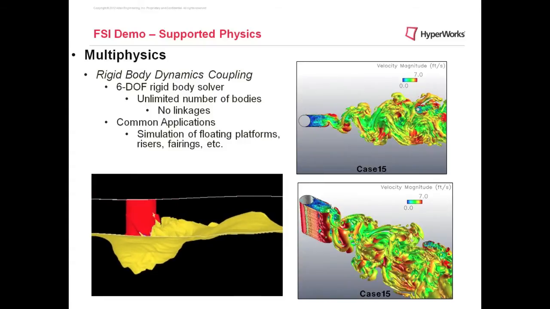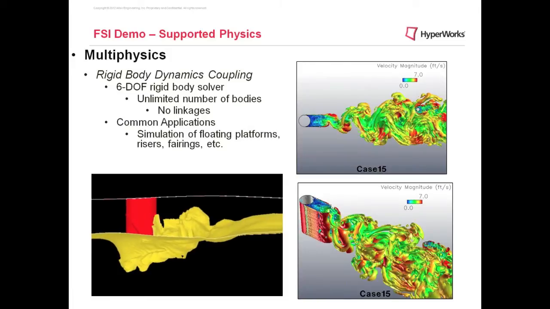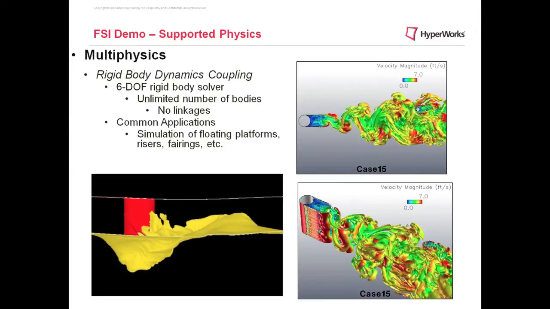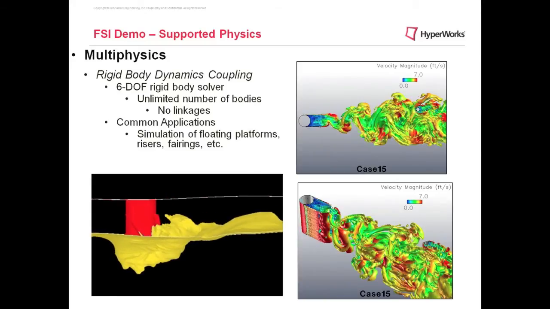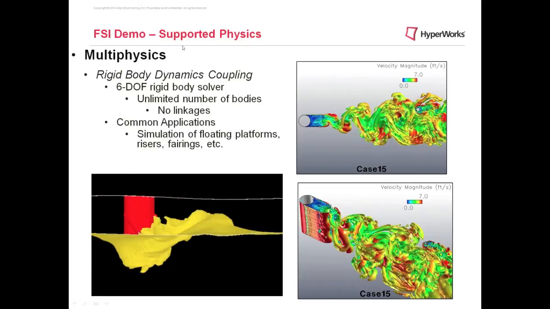So on this slide, I have an animation and a couple of images from the offshore oil industry. We have a floating platform on the bottom left that's bobbing around in the ocean. And on the right-hand side, we have two examples of straight risers and faired risers. These are really just pipes that extend up out of the ocean and are connected to these floating platforms. And those pipes undergo motion due to the subsea currents.